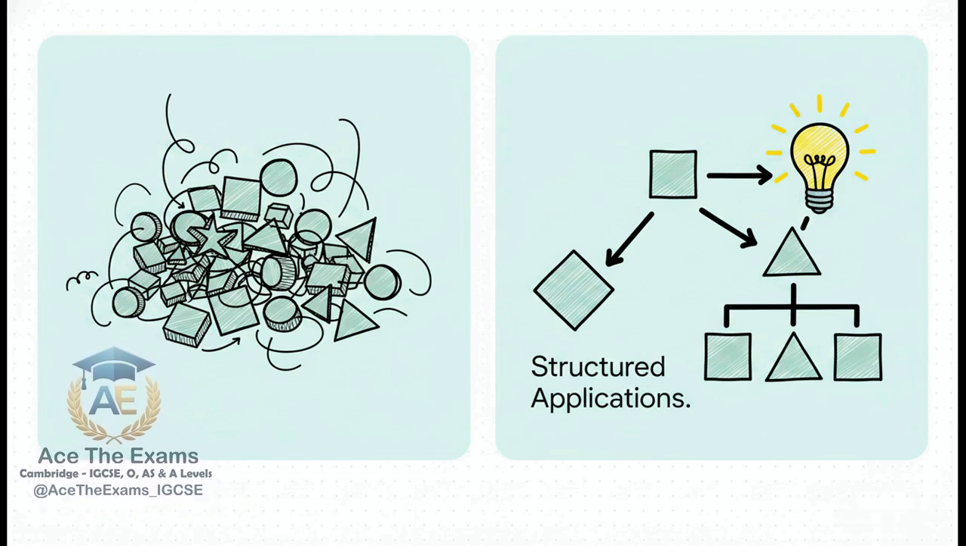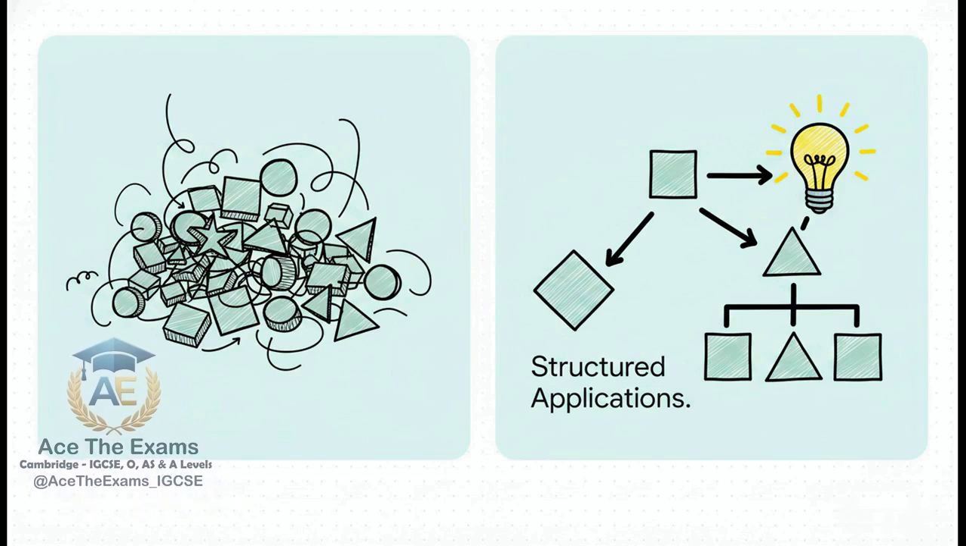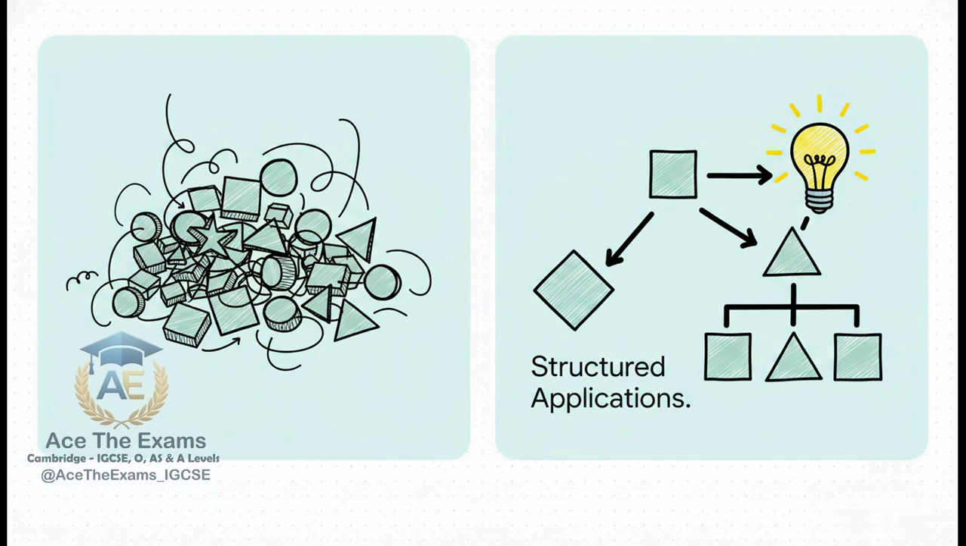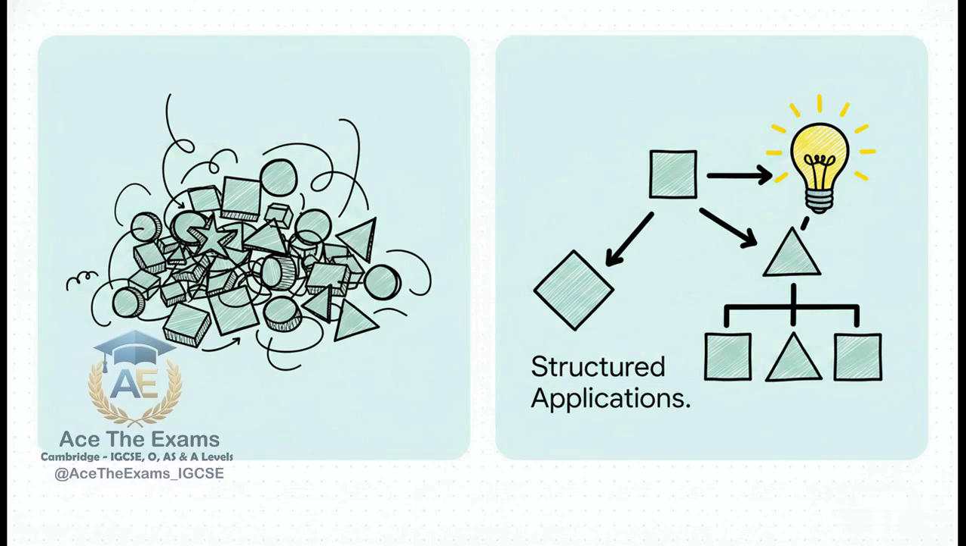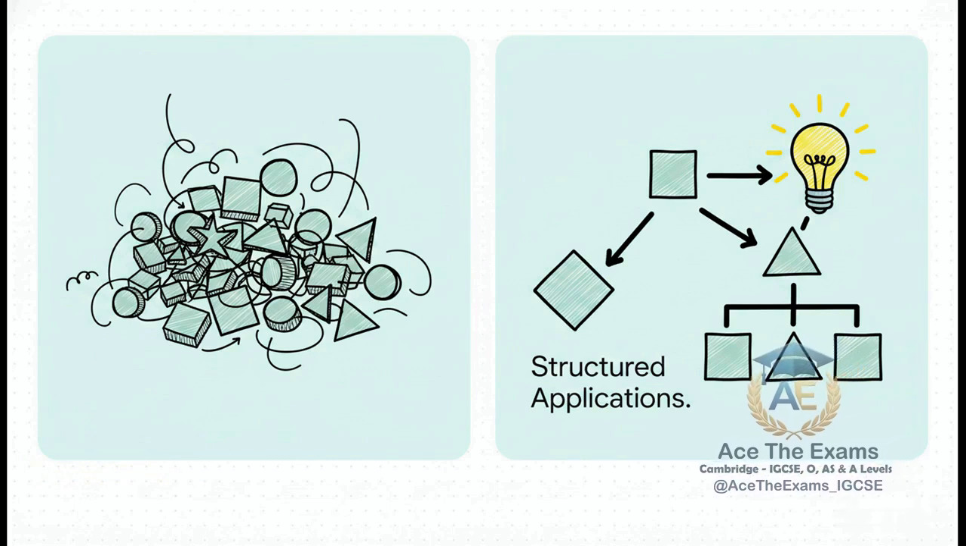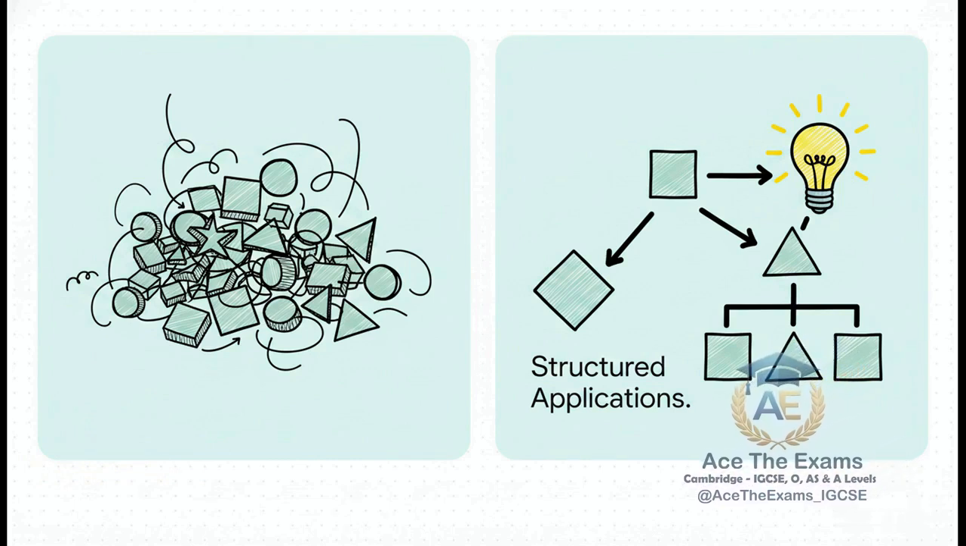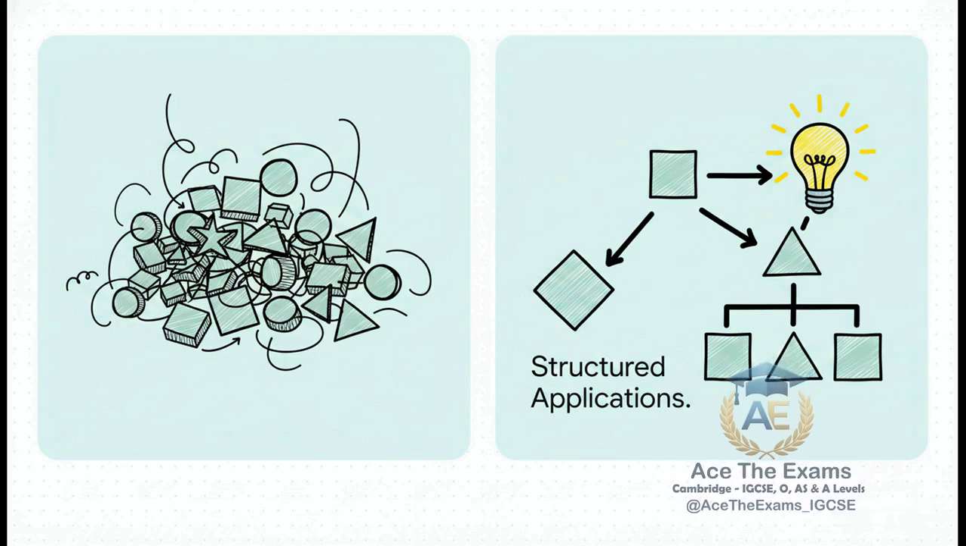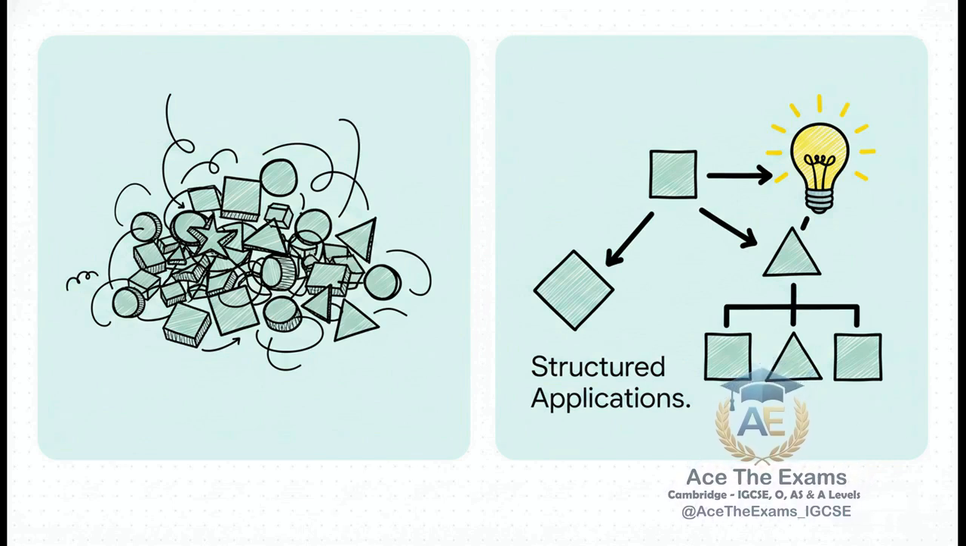For instance, if your command word is evaluate, a top candidate starts with a clear point. Vectors are superior for the corporate logo. Then they drop the evidence. Vectors store image data as mathematical equations rather than individual pixels. Next comes the explanation. This means the logo can be scaled up to fit a massive billboard without any loss of quality or pixelation. And finally, they bring it all home with a link.